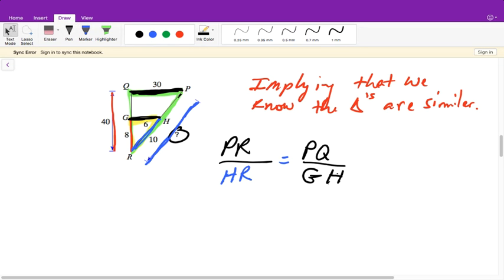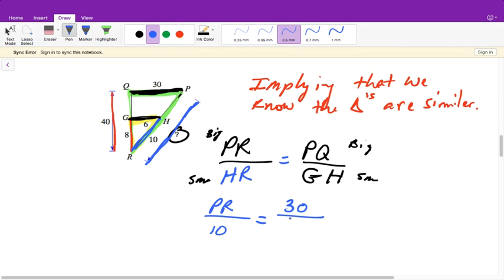All right, the one thing you have to make sure is that you are staying consistent. This was the bigger triangle, so our bigger triangle needs to be on the top. This was our smaller triangle, so our smaller triangle needs to be on the bottom. All right, now let's go ahead and plug in what we know. Well, PR, I'm going to leave as PR. That's what we're solving for. Over top of HR is 10, and that is equal to PQ, which is 30, over top of 6.